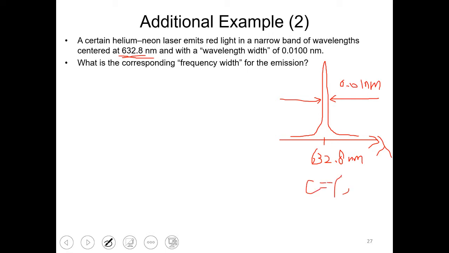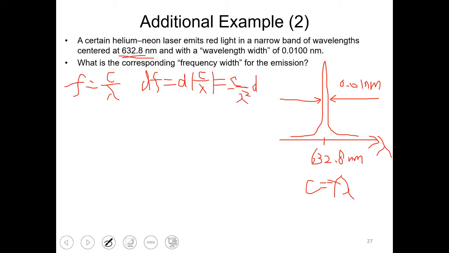c equals f lambda. So we can write f equals c over lambda. And so we can write df equals c over lambda, and c is a constant, so we can write it as minus c over lambda squared d lambda. So we just take the derivative. And we can write delta f is c over lambda squared delta lambda.